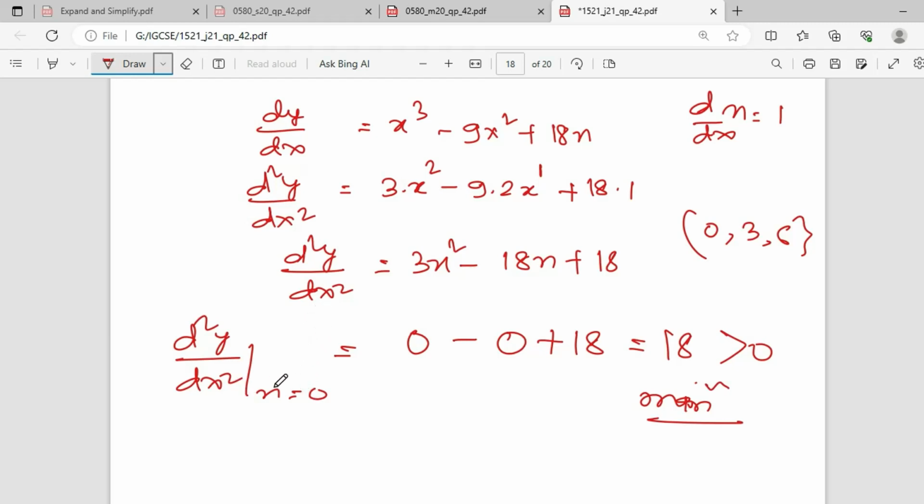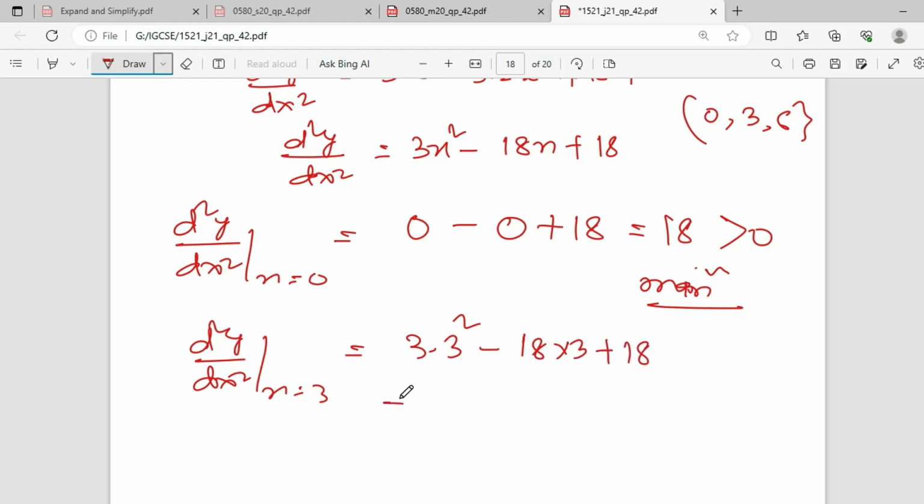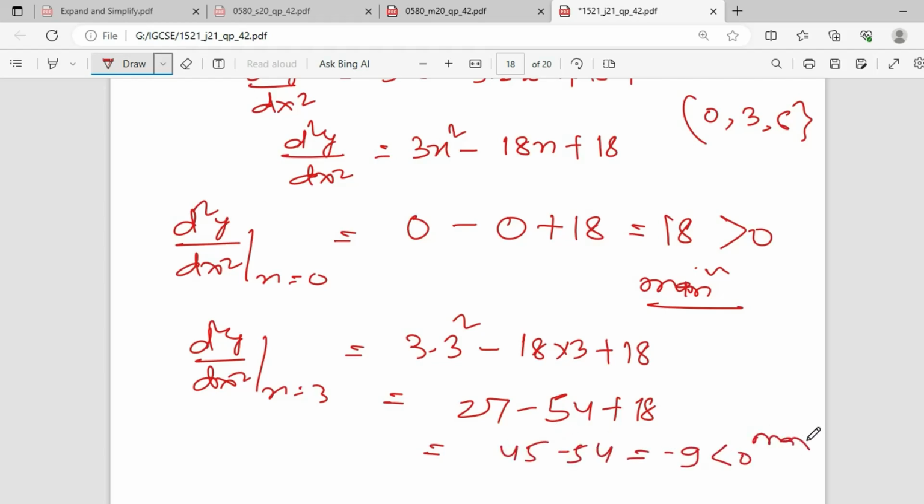Now similarly, for d2y by dx square at x equals 3, we have 3 into 3 square minus 18 into 3 plus 18. Solve it: 3 into 3, 9, 9 into 3 is 27, minus 54 plus 18. If I add, 27 plus 18 is 45, minus 54, which is minus 9, less than 0, maximum. Since it is less than 0 at x equals 3, it will be maximum.